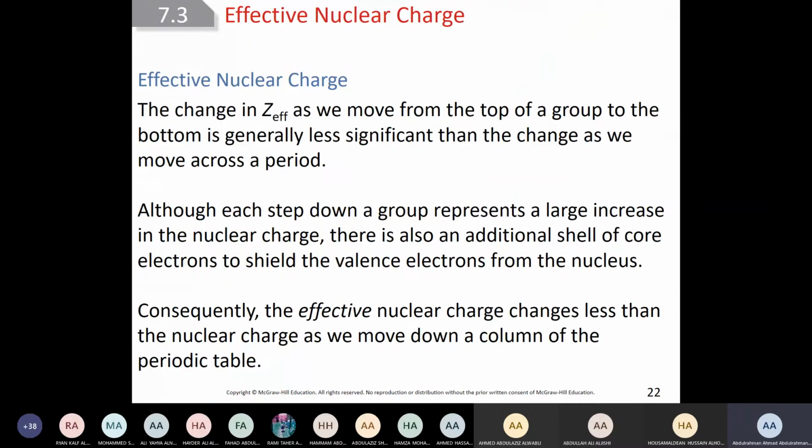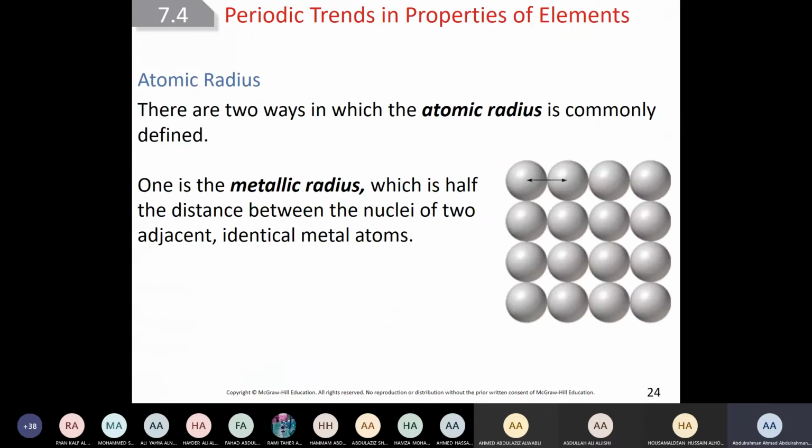Very good. Now, we'll go to another subject, which is the atomic radius. What is the atomic radius? If you have atoms like this together, and we assume the distance from nucleus to nucleus is A, then what's the radius of the atom? A divided by 2, as simple as that.